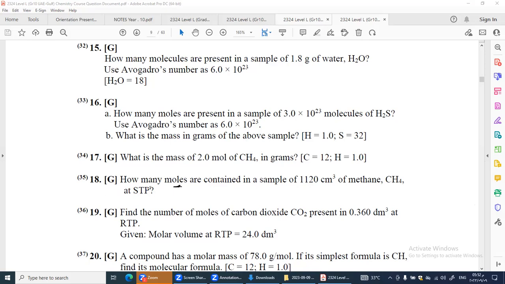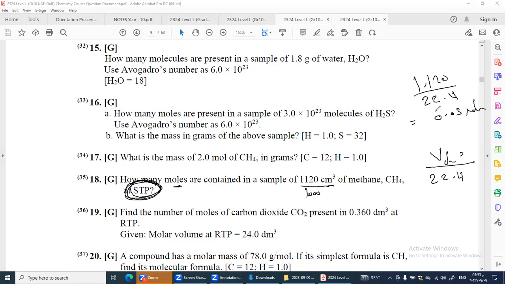Number 18. How many moles are contained in a sample of 1120 centimeter cubed at STP? طبعا عشان احوله لديسيمتر كيوب يعني دول اعملهم over 1000. Number of moles equal ايه؟ فوليوم decimeter cubed over هو بيتكلم at ايه؟ standard temperature and pressure يعني over 22.4. يبقى كده كام؟ نحول دي الاول 1120 over 1000 to be 1.120 over 22.4 equal 0.05.